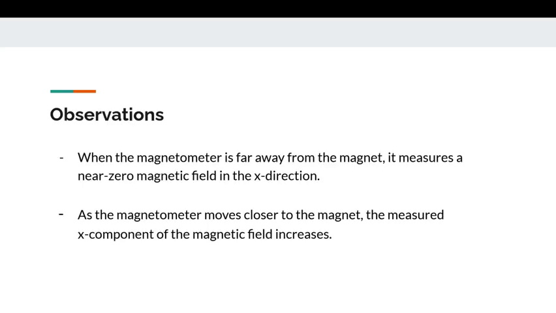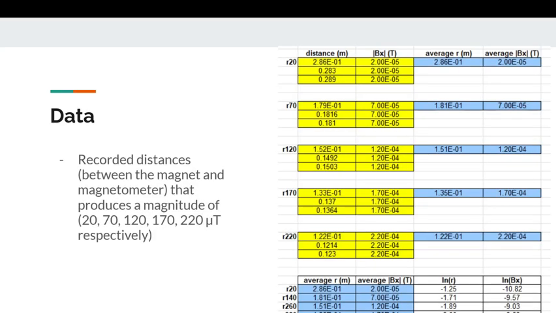From this lab, I made two different observations. One, when the magnetometer is far away from the magnet, it measures a near zero magnetic field in the x direction. And as the magnetometer moves closer to the magnet, the measured x component of the magnetic field increases. In this lab, I recorded multiple distances between the magnet and the magnetometer on my phone that produce a magnitude of 20, 70, 120, 170, and 220 microteslas respectively, shown on the table to the right.